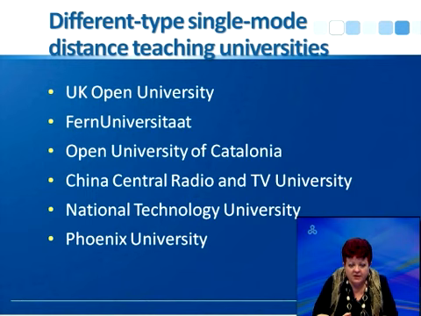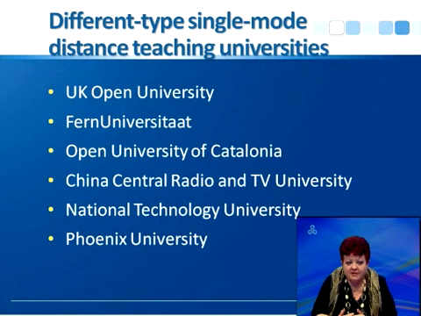The Open University of Catalonia, which was established 15 years ago in Barcelona, is a very different type of single-mode distance teaching university, because from the very outset, it decided that it would be an online university. They have around 50,000 students that they teach in many different countries. They have agreements with many corporate companies, and they have no face-to-face tutorials. Everything is conducted online, which is a very different mode from the distance teaching universities which are based on the industrial model.